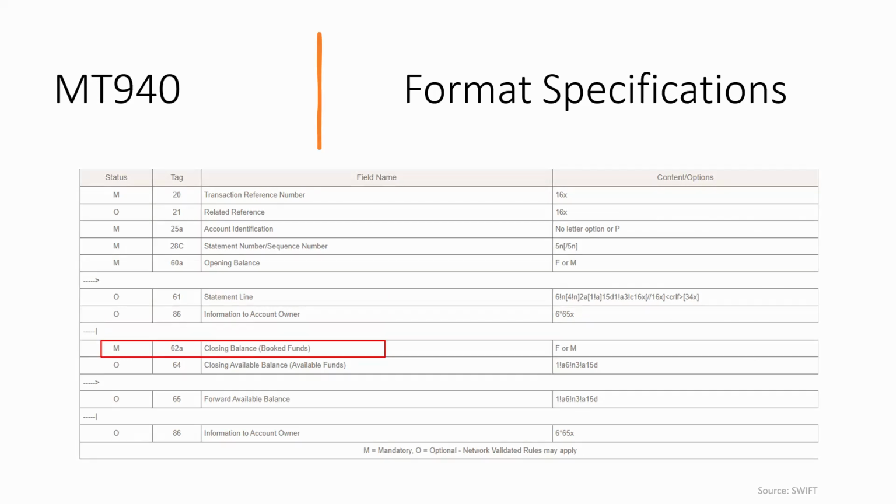Tag 62A contains the closing balance. Closing balance is nothing but the opening balance minus or plus the transactions that have happened on that day. If it is a debit, then it will reduce, and if it is a credit, then it will increase. Tag 64 also represents closing balance, but it is the available balance, that means the available funds.